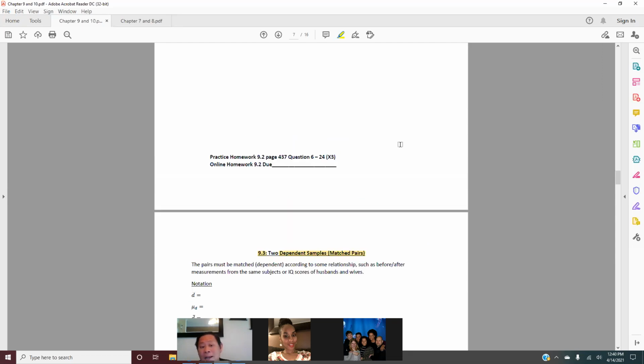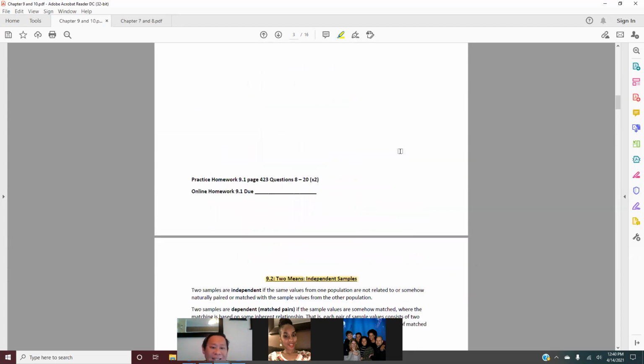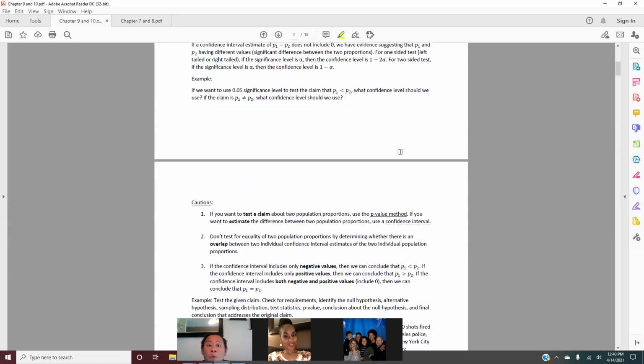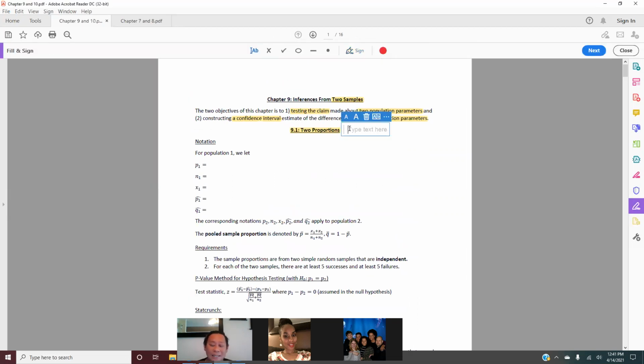I will explain further about 9.2 and 9.3, but first let's concentrate on 9.1, where it's about two proportion. Again, when you talk about proportion, proportion is the same thing as percentage, decimals. So if a question is asking for the percentage or the decimals of proportion, make sure that you refer to 9.1. And this is also for categorical variables. Okay, so make sure you guys know this is for categorical variables.